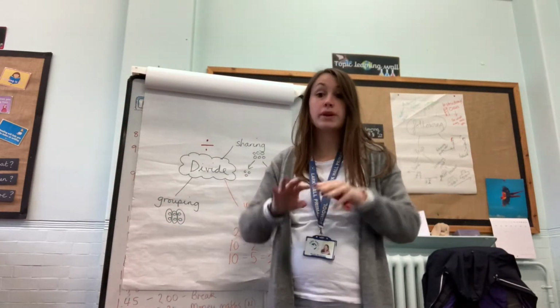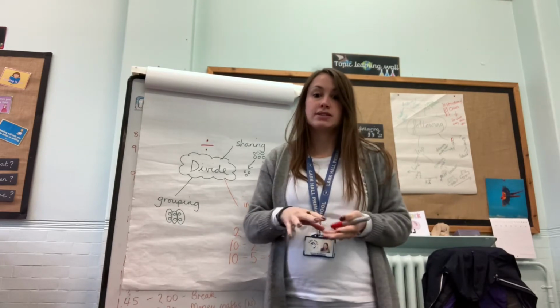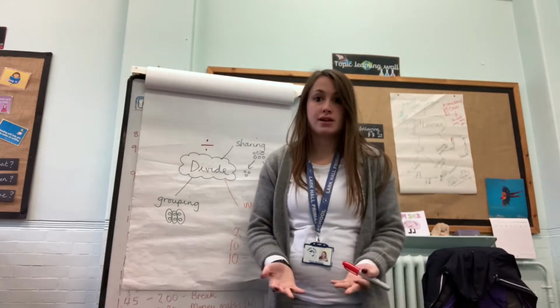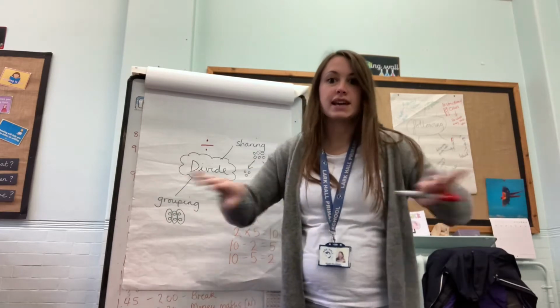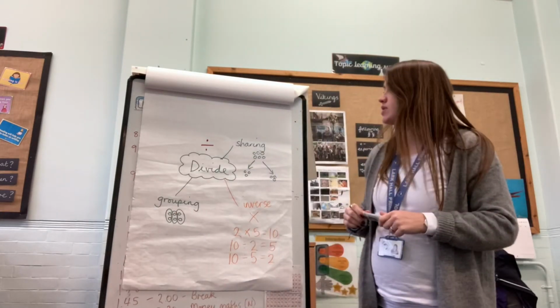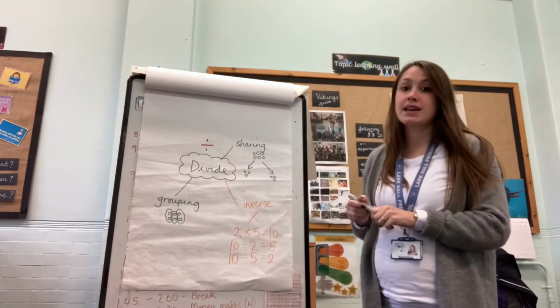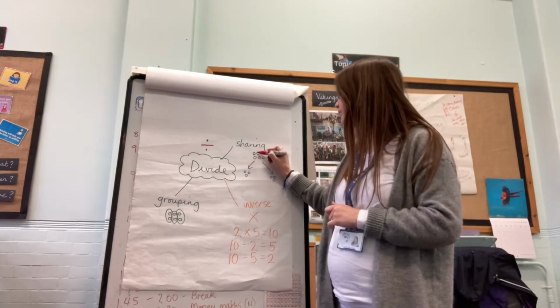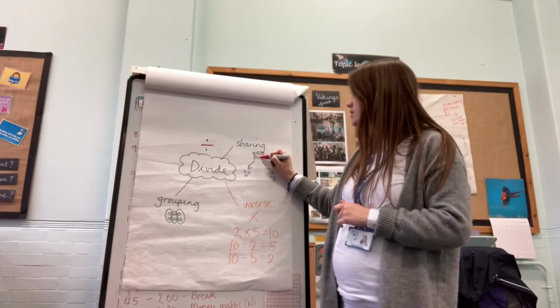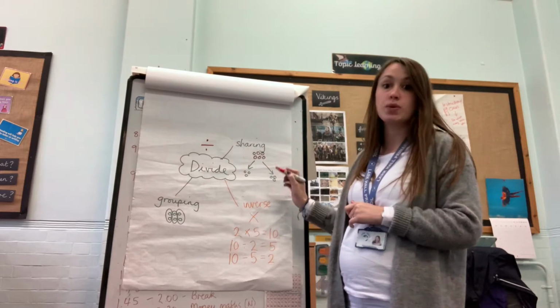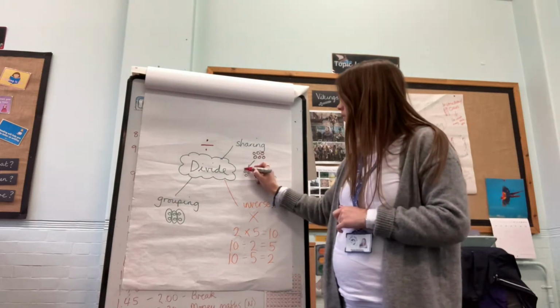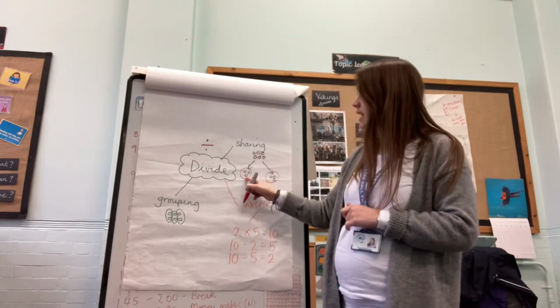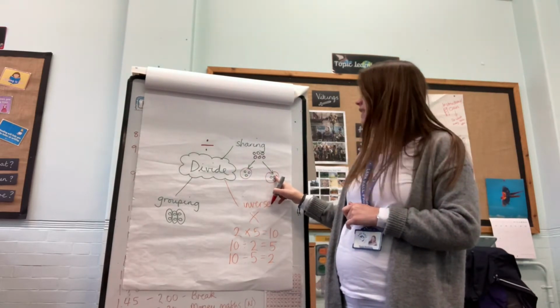Okay, so when we are dividing something, we start with a big number and we share it, or we group it. So we are starting with a big number and then we are dividing it into groups. So we could be sharing. Here I've got six dots, and if I shared them between two people, I would get 3 for each person.